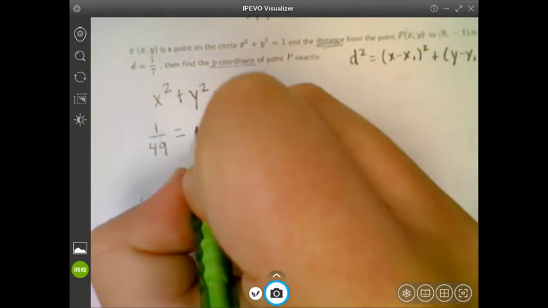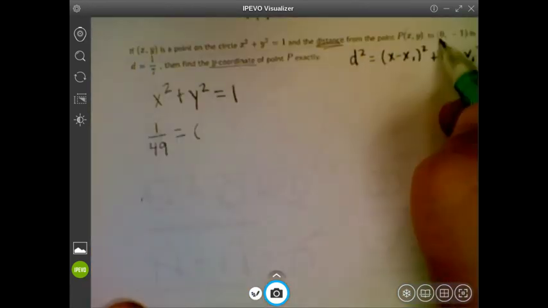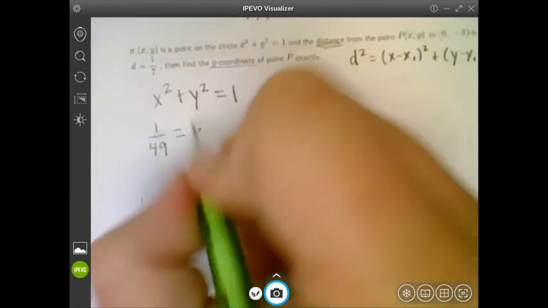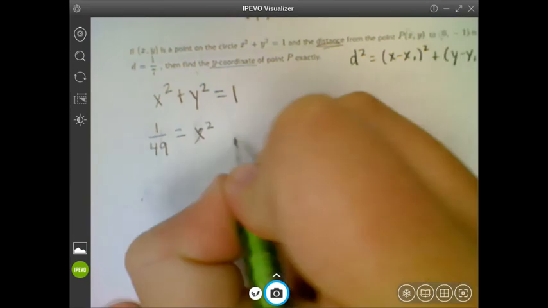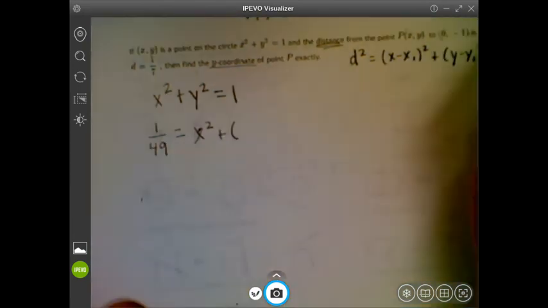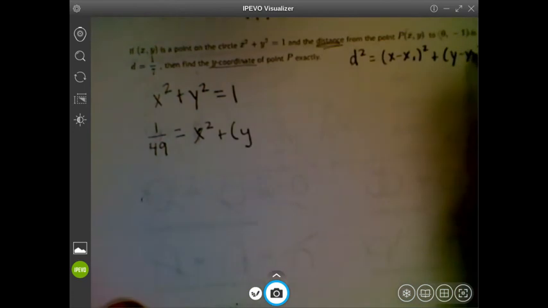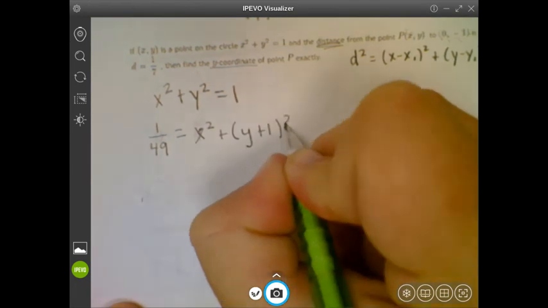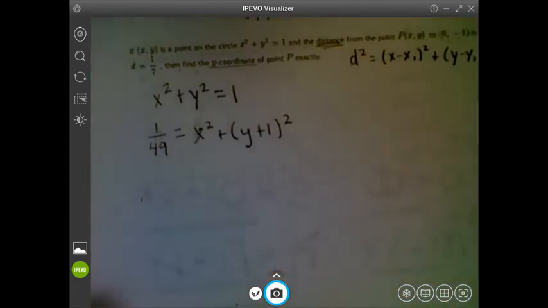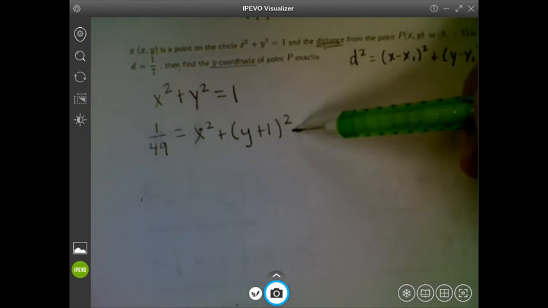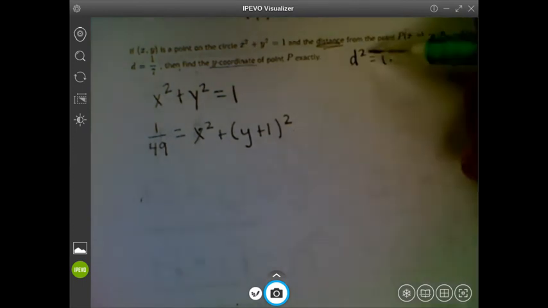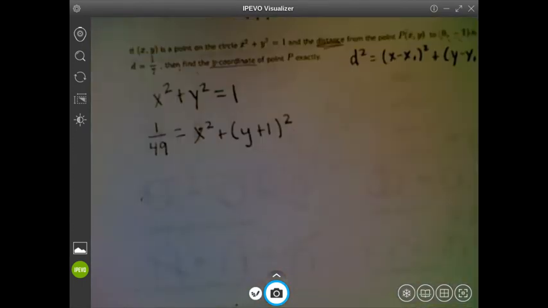Equal to x minus the x coordinate, and the x coordinate is 0, so that will just be x squared, plus y minus the y coordinate. That will be y minus negative 1, because your coordinate is negative 1, so it'll be y plus 1 squared. This is your distance formula. I just didn't mess with the square root portion; I left it as distance squared because it was just a number that I was going to square.